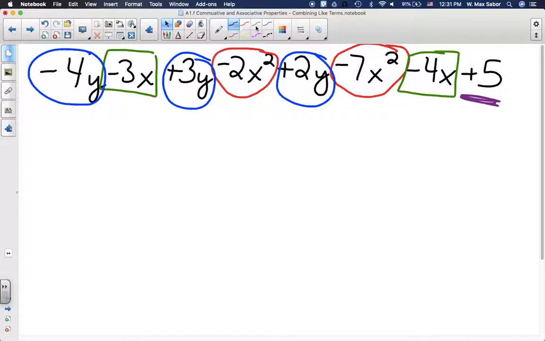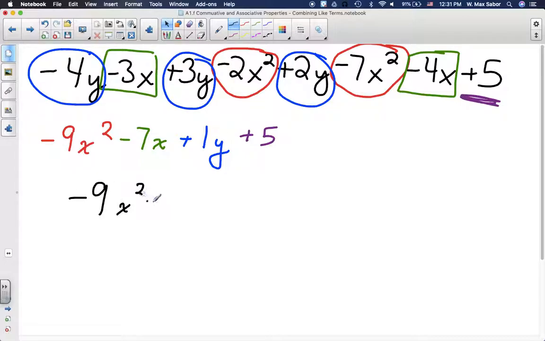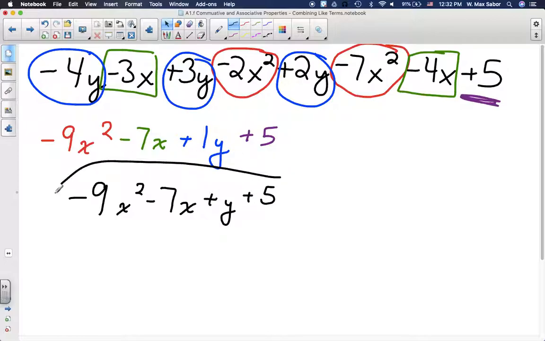So, when we combine the x squared terms, we have negative 2 plus negative 7 is negative 9x squared. When we combine the negative 3x and the negative 4x, that's negative 7x. When we combine the 3y and the 2y, that gives us 5 minus 4 is 1. And lastly, we have plus 5. If you wanted to finalize this, you would usually say negative 9x squared minus 7x plus y plus 5, because 1y is the same thing as y.